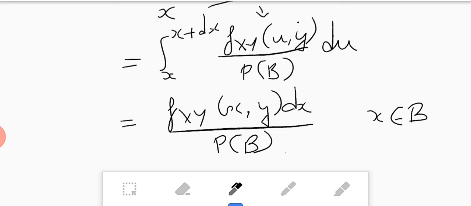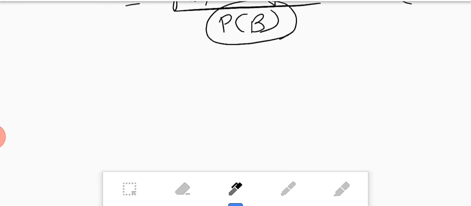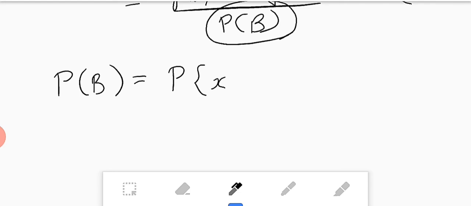Now the other part that needs to be found in this equation is P of B. So let's find P of B. We already know what the limits of B are. Your x falls within x and x plus dx.